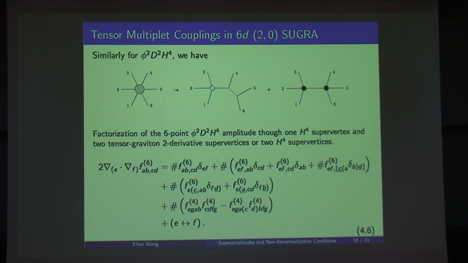There's a similar story for the D2 H to the fourth coupling. Here again, phi parameterizes the 105 scalars living on the scalar manifold. But the candidate differential equation looks more complicated and involves quadratic pieces in F4, because it allows the factorization into two H^4 super vertices.